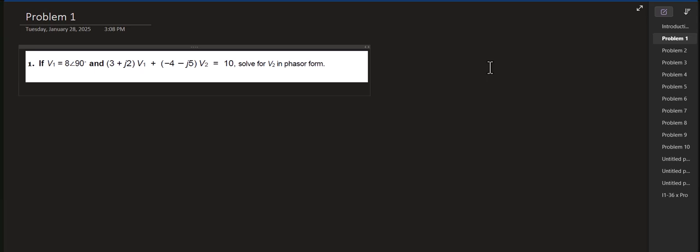And so we're going to start with just an equation where we have to combine different forms and solve for V2. So this is something like y'all had in quiz 1, and it's supposed to be in phasor form.